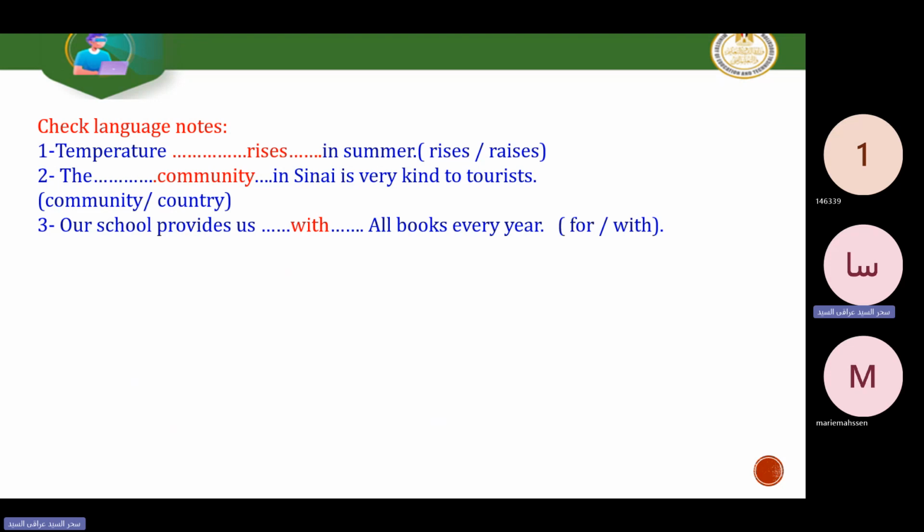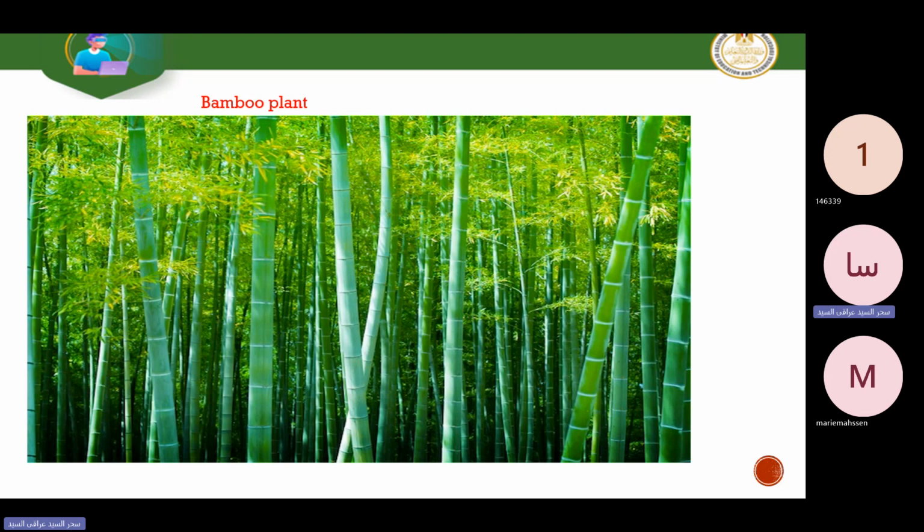Okay, now let's move to another point. Look at this picture. What is this plant called? What are these trees called? They are called bamboo plants. Have you ever heard about it? And how is it beneficial to our environment? Of course, we can use bamboo trees to make a lot of things, like coffee cups, forks, spoons, furniture, and clothes, and so on. Of course, this is because it's sustainable and helpful to our environment.